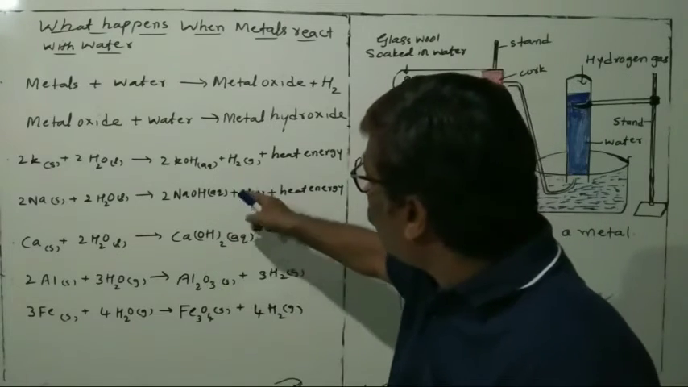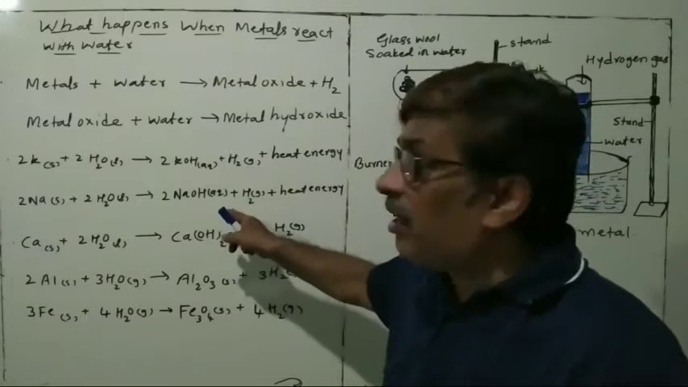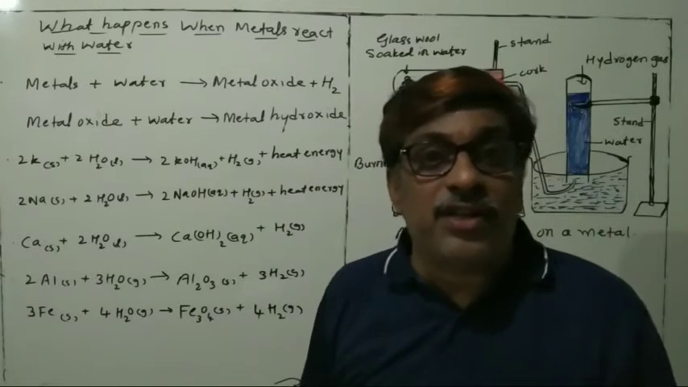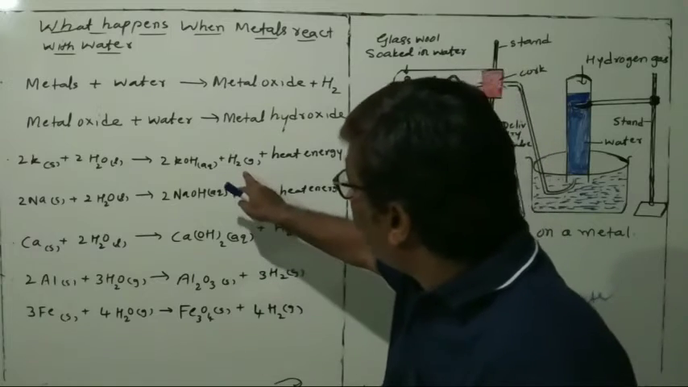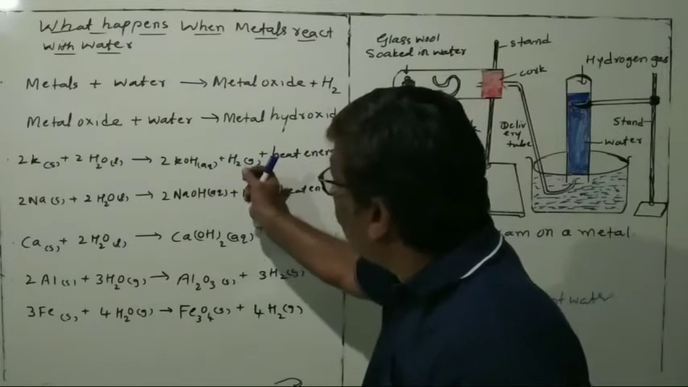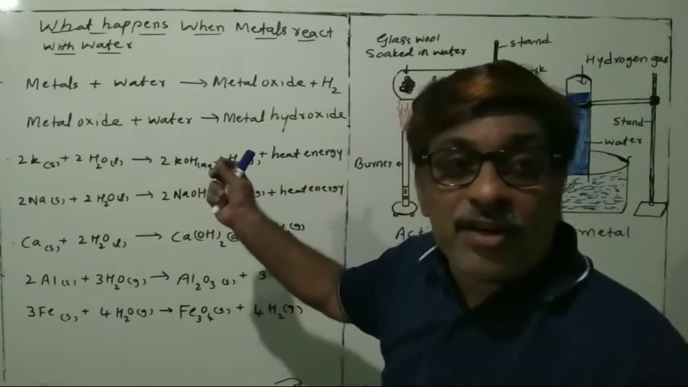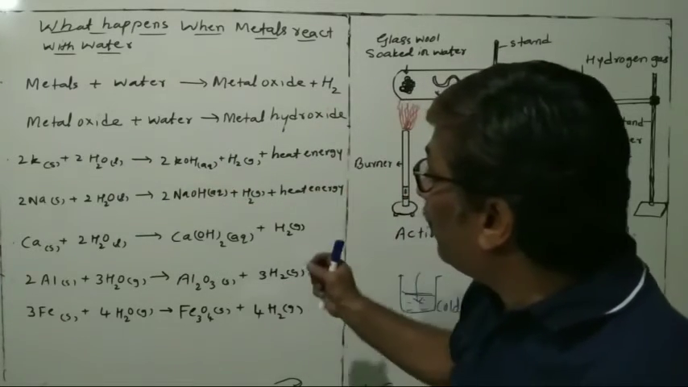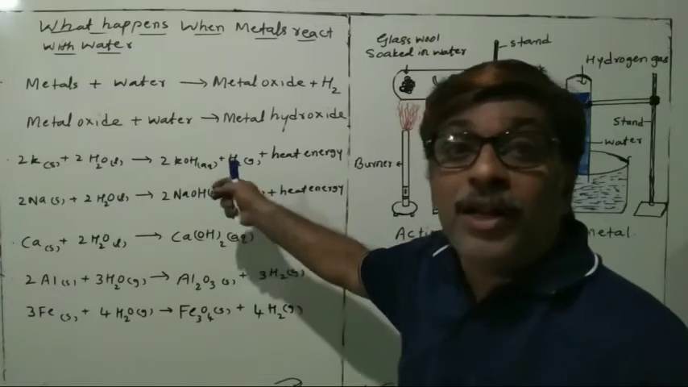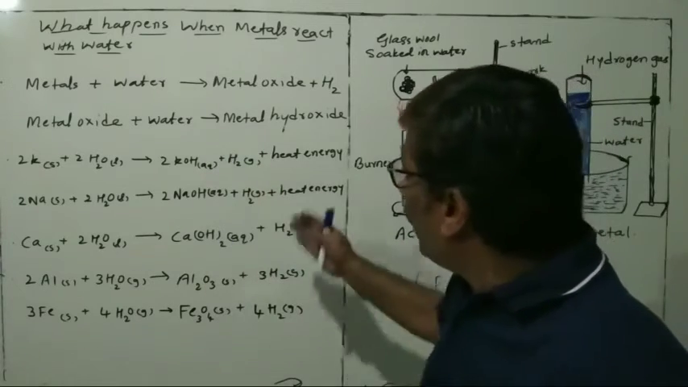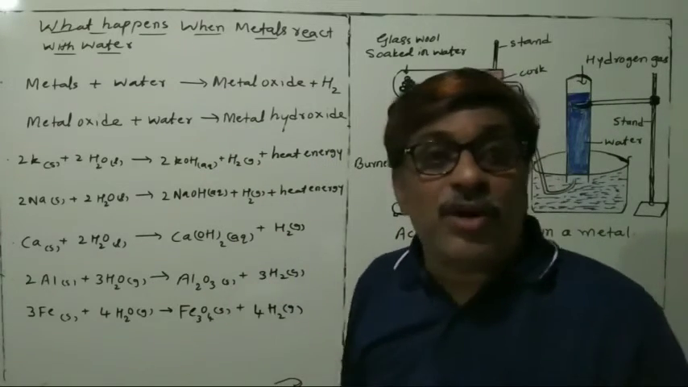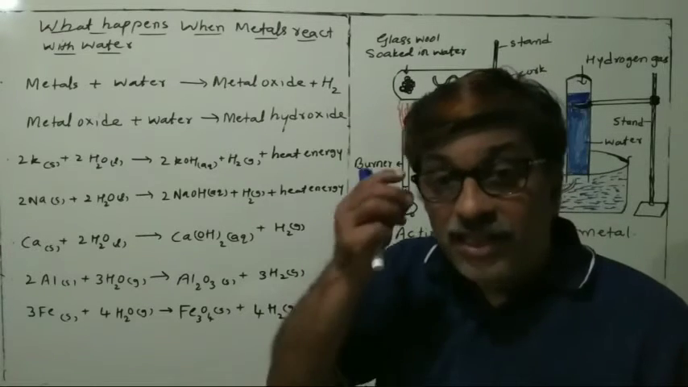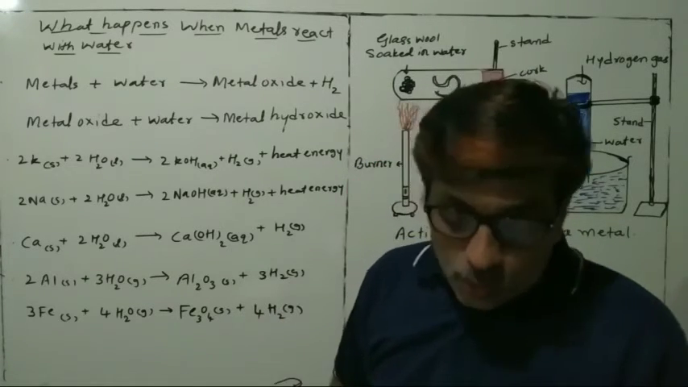and also gives hydrogen gas, and heat energy is produced. Why? Because the hydrogen gas burns with the fire. When sodium and potassium react, the hydrogen gas immediately catches fire. And there is also heat energy, because this is an exothermic reaction. So here you will see that the reaction is exothermic.